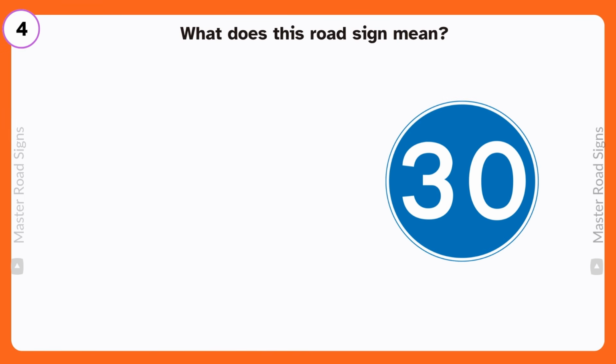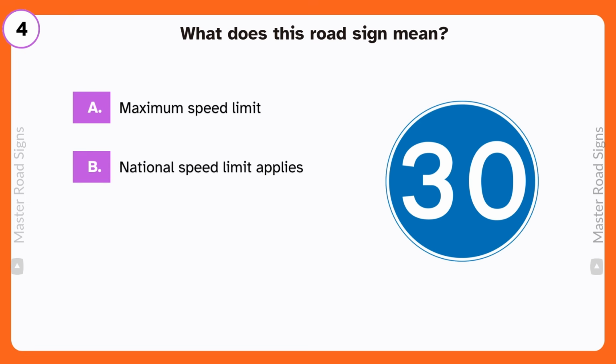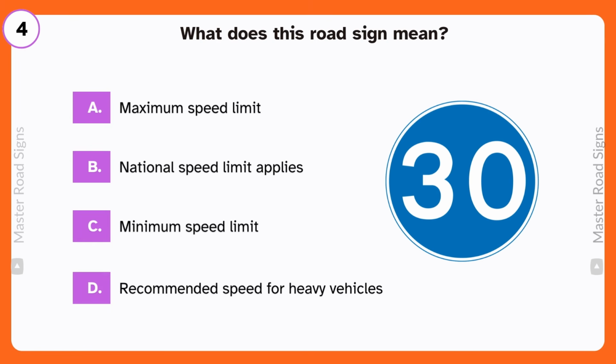Question 4. What does this road sign mean? Option A. Maximum speed limit. Option B. National speed limit applies. Option C. Minimum speed limit. Option D. Recommended speed for heavy vehicles.